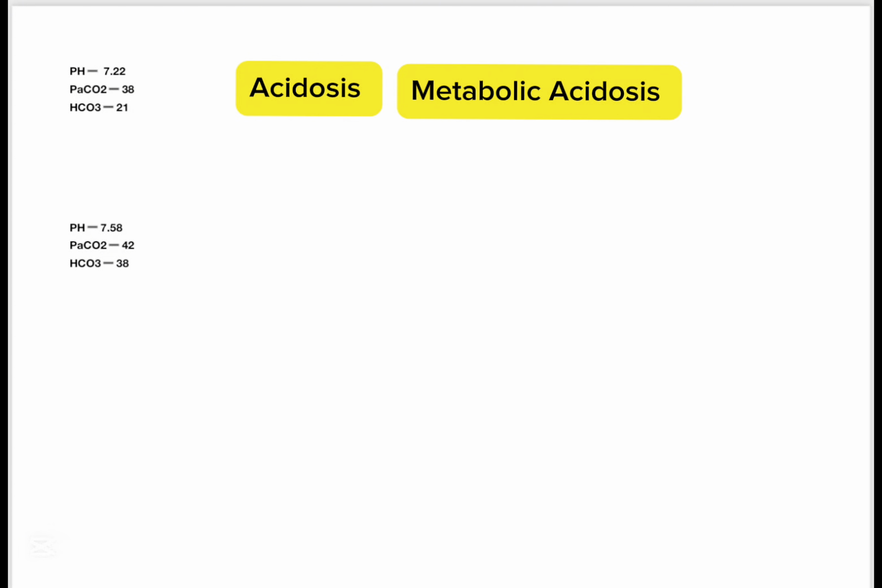If the client is losing all that base, what's the client left with? Acid. I gave that illustration where I said that if it goes higher than 26, that means the client is retaining so much base. If it goes lower than 22, the lower end of the normal range, that means the client is losing base. And if the client is losing base, what's the client left with? Acid. So we can say it is this HCO3 of 21 that is putting the client in a state of acidosis, hence metabolic acidosis.